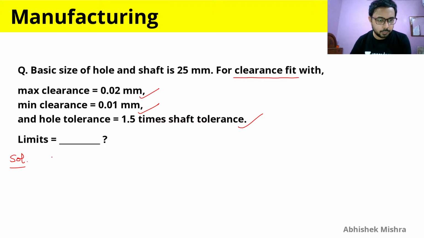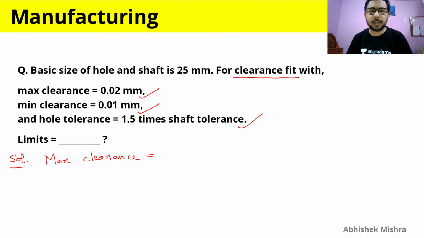So what is maximum clearance first? In the GATE examination, if this type of question comes, then just write down or remind yourself what the data given are. So maximum clearance is clearly given as 0.02. So I am just writing it is 0.02 mm.